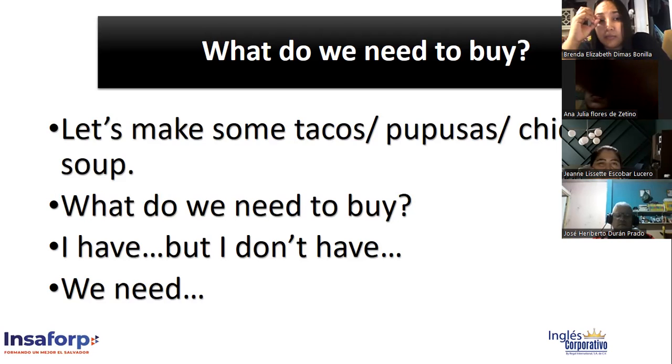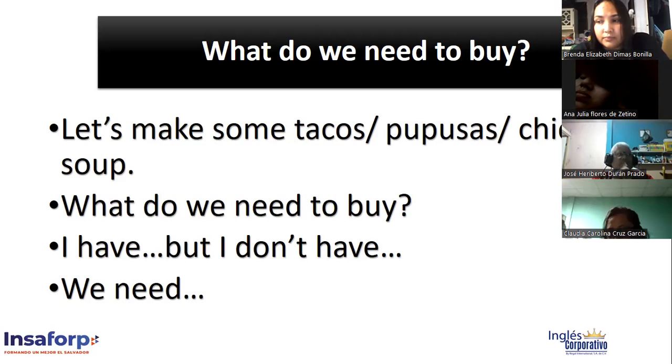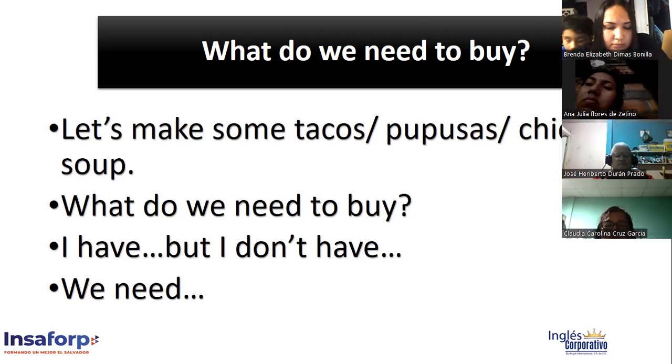You are going to a barbecue. You're going to prepare some food. And as in the previous conversation, you are going to ask, what do we need to buy? And you will say, well, I have or we have these ingredients, but we don't have any of these ingredients. We need some of these, we need some of that. So you will use some and any in this conversation, okay?